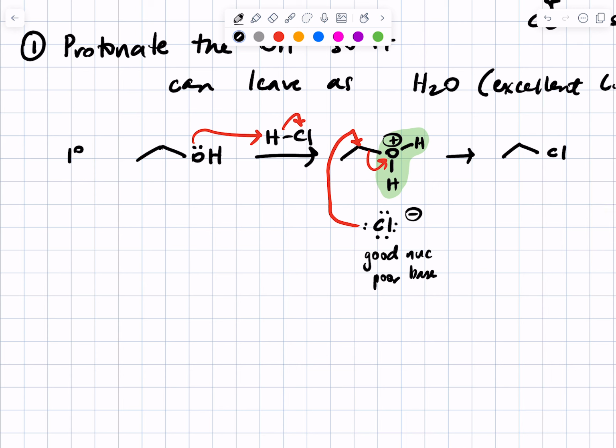The idea here is that if I had tried to do the reaction just by adding Cl minus alone, nothing would happen because OH minus is a bad leaving group. So I use the acid to first convert to a good leaving group and then have the chloride attack.